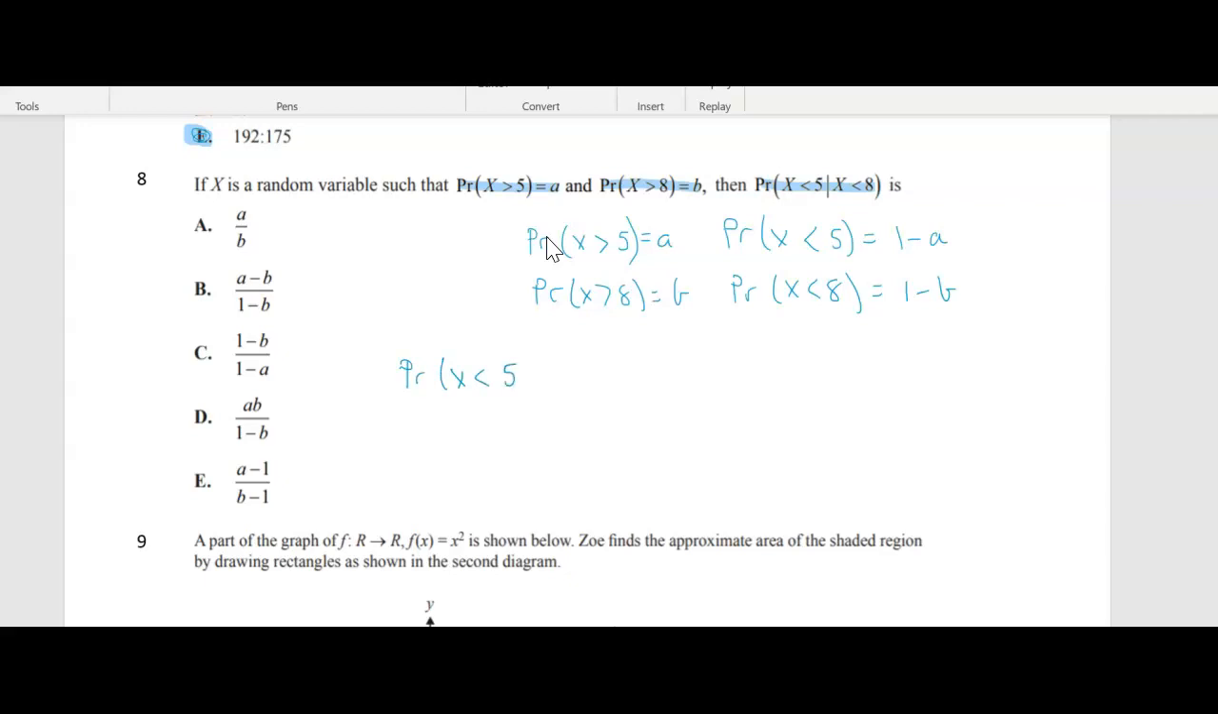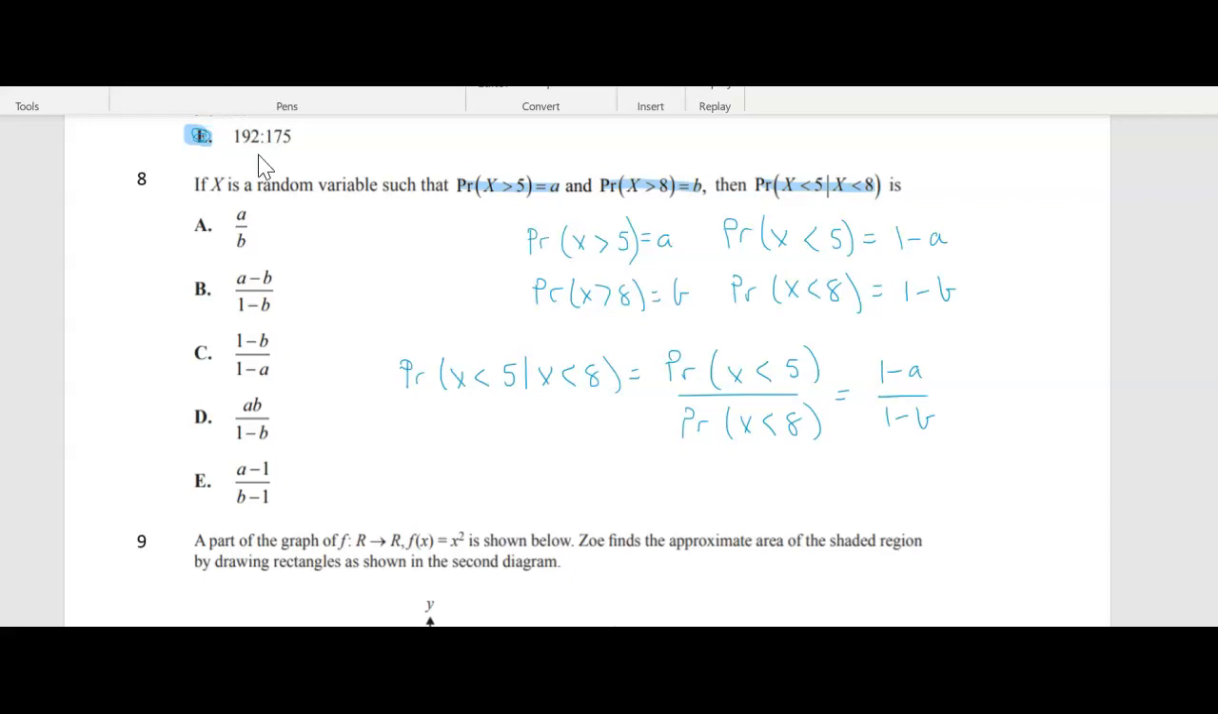So x is less than 5, given that x is less than 8. We want the intersection between the two. So that must mean what they have in common is x is less than 5 over its condition, which is x is less than 8. So we're going to end up with 1 minus a over 1 minus b. I remember doing this question because that wasn't one of the options. So we had to rearrange the expression to get it to look like one of these.